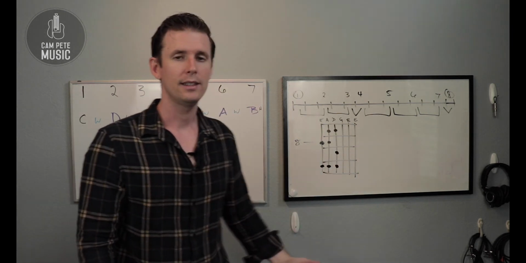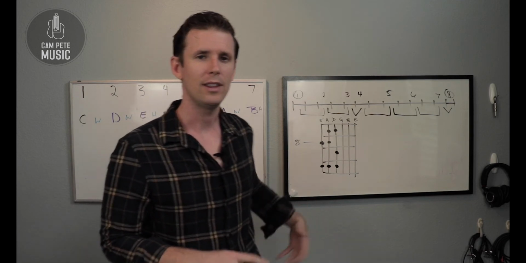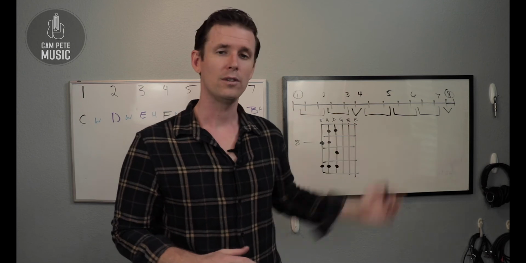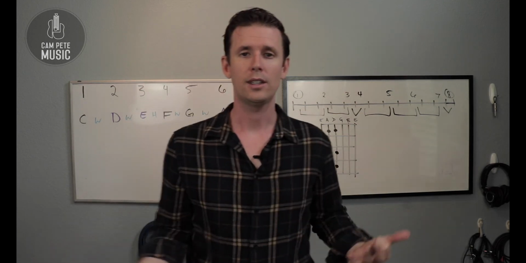And you might recognize this shape. This is a classic shape from the CAGED system. This is like the beginning of the E form. The A form looks like this if it's just moved over to the A string. But this is what one octave of the major scale looks like.